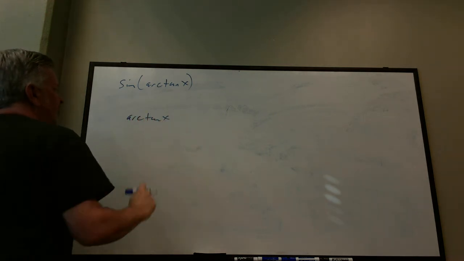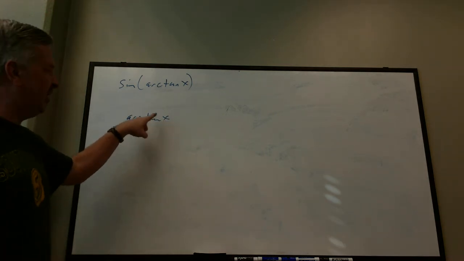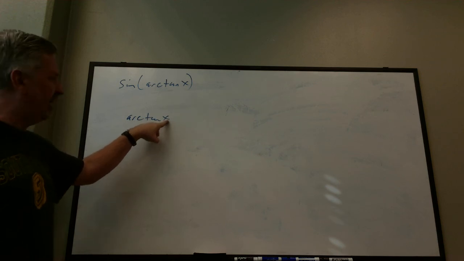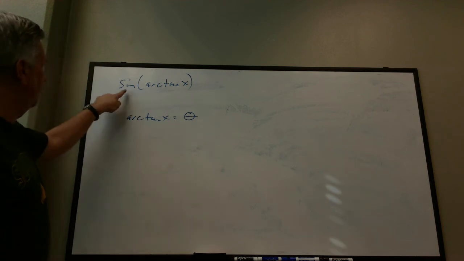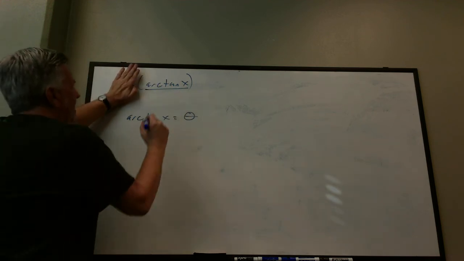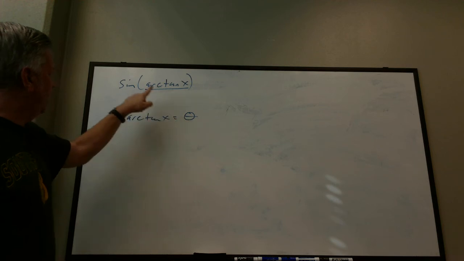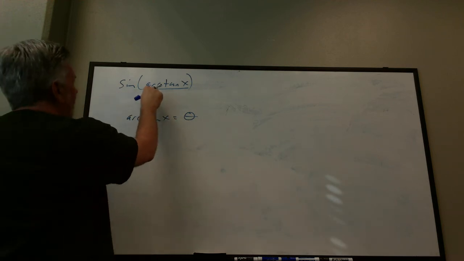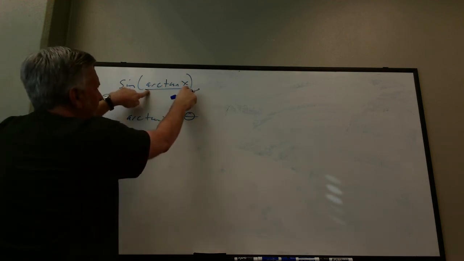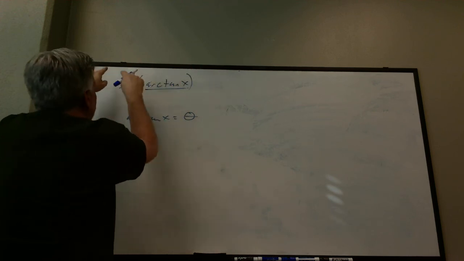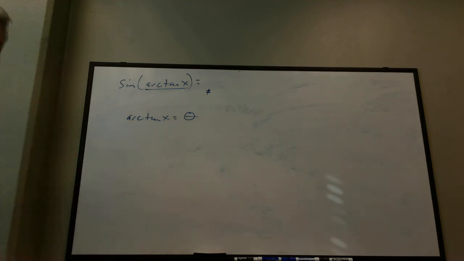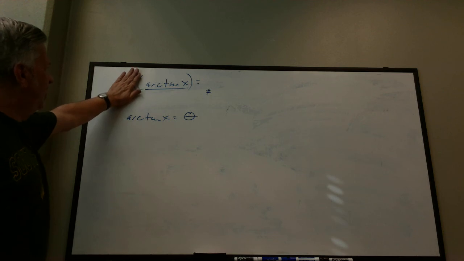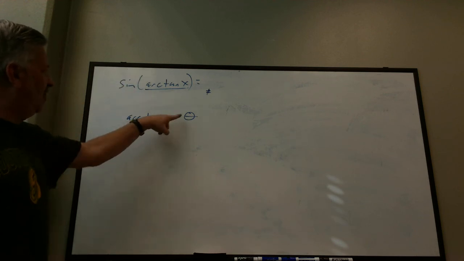Arctan x. Now what kind of thing is x? You take arctan of a number, so x is a number, and that spits out an angle. I'm going to call the angle theta. I'm just focusing on the arctan x. Arctan of a number is an angle. Sine of an angle is a number. So the answer at the end of this is going to be a number, but it's going to be an expression with x. It's not going to be an actual number. So ignoring the sine, arctan of a number is an angle.